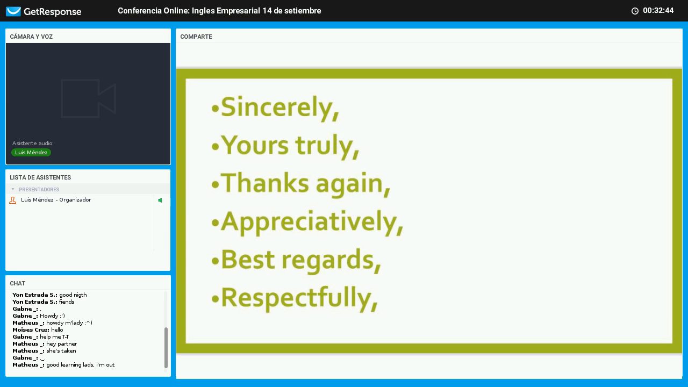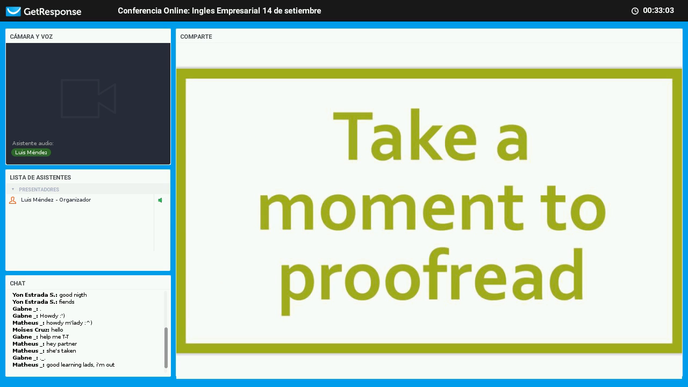Now, okay, this is the last step when we are typing our email. However, there is one more step that we need to keep into account, which could be one of the most important. Take a moment to proofread. This is mandatory. Never skip this step.